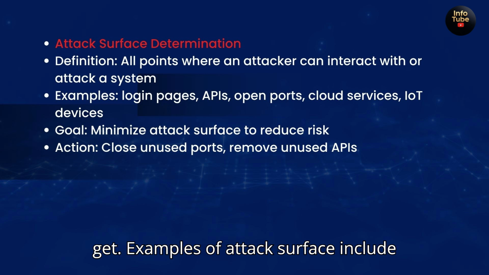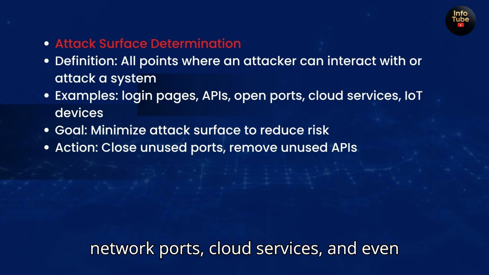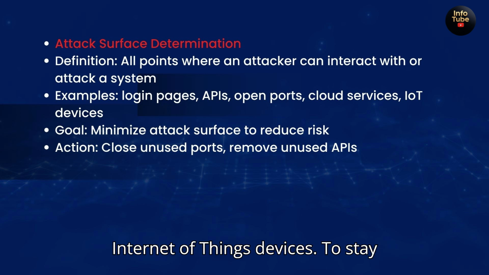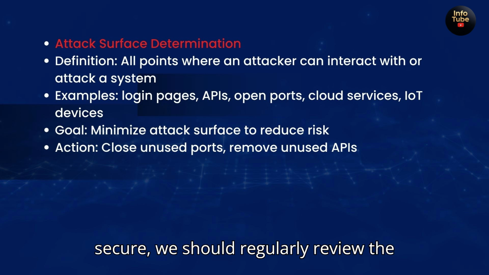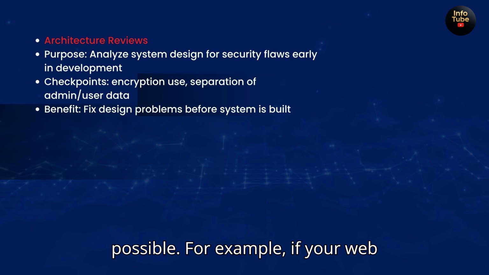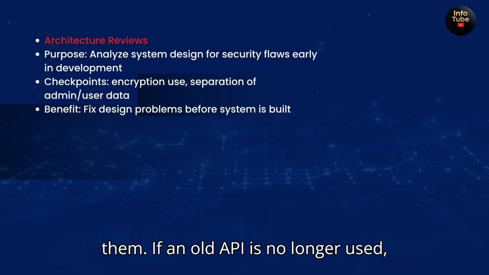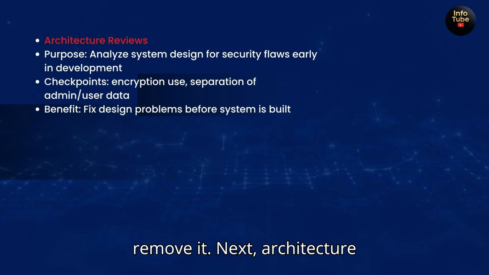Examples of attack surface include your website login pages, APIs, open network ports, cloud services, and even Internet of Things devices. To stay secure, we should regularly review the attack surface and shrink it where possible. For example, if your web server has unused ports open, close them. If an old API is no longer used, remove it.